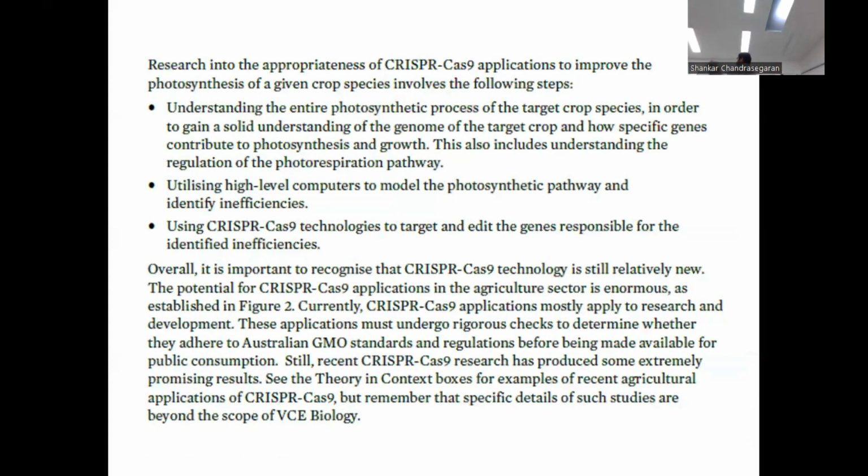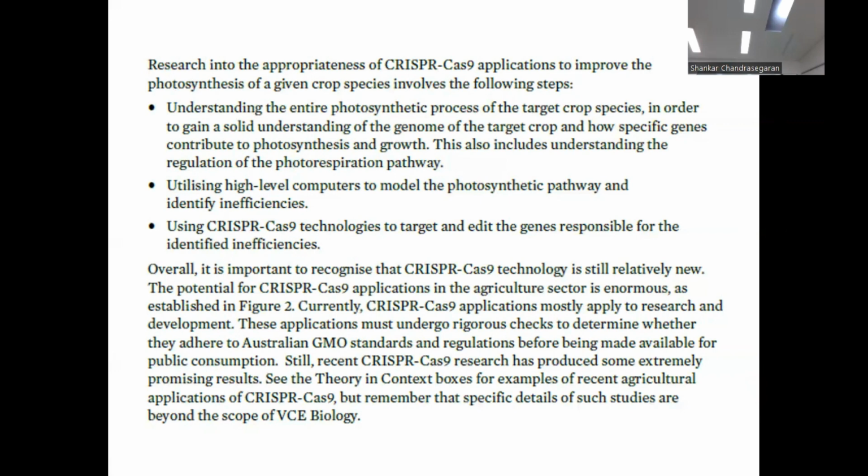So for us to be able to modify the genome of anything, let alone plants, the first thing that needs to be done is that we need to gain in-depth knowledge of the genome itself of whatever living thing it is. In the context of plant genomes, we need to understand the entire photosynthetic process of the target crop species. If we want to modify something related to photosynthesis, then we have to understand every step of photosynthesis and every role that genes play in it.